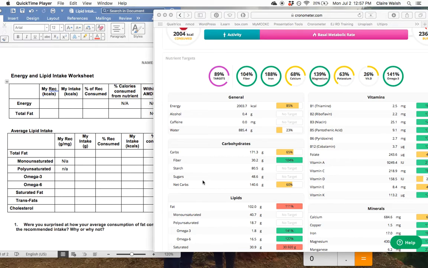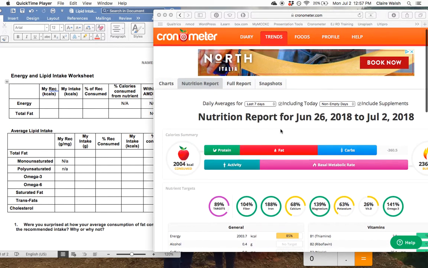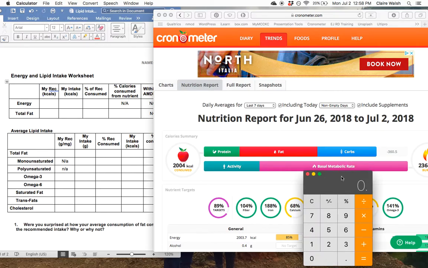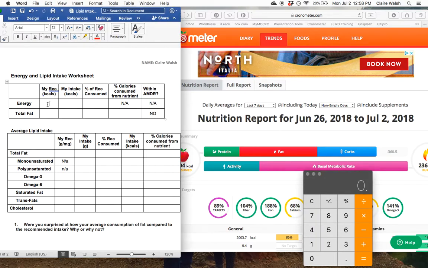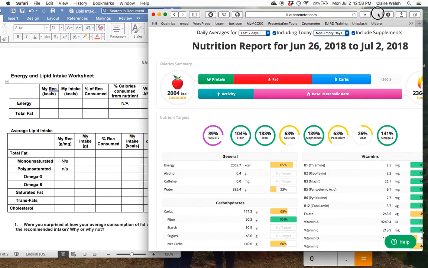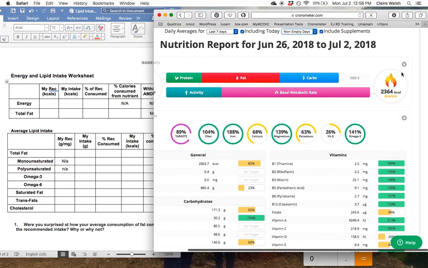Okay, in this video, I'm going to show you how to complete the lipid worksheet based on the nutrition report from chronometer.com. And here's my little calculator. So we're going to start with your recommendation for total calorie intake, which goes right here. You can find that information right here in Chronometer. I know it's a little bit confusing, but there it is.